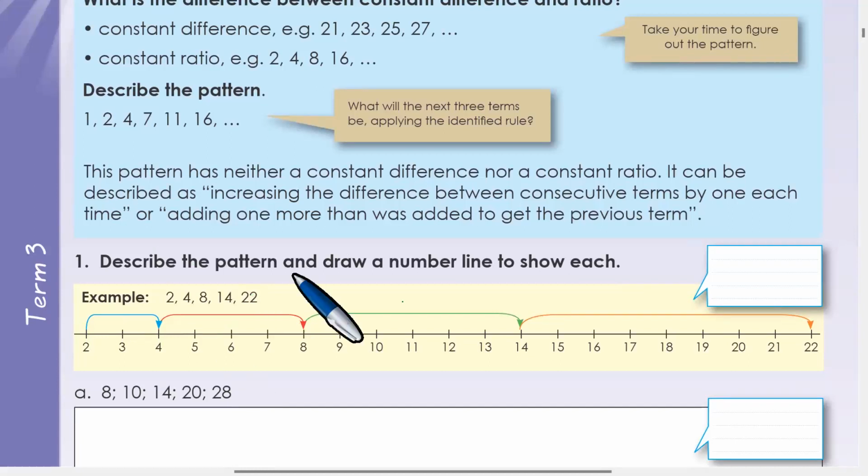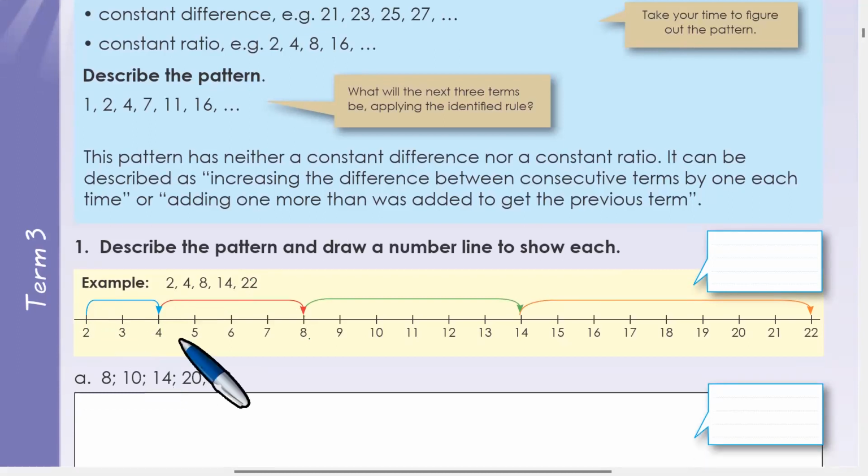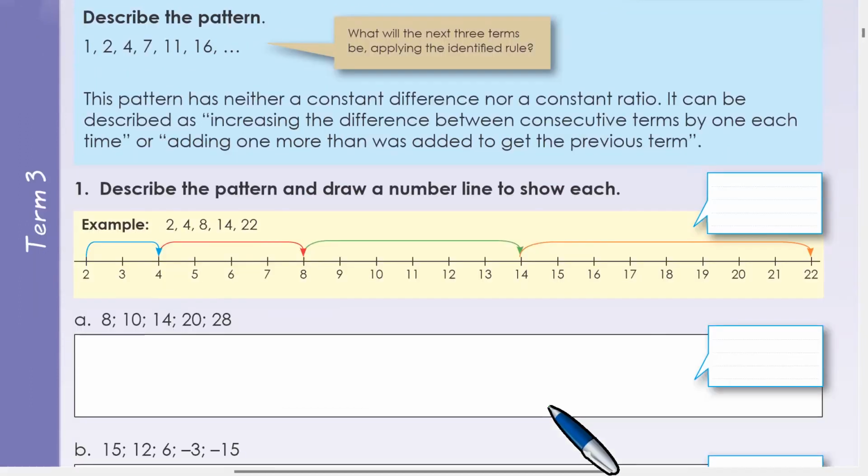If you are to describe the pattern and draw a number line to show each, what is it here? Because now 2, 4, then there's 8, there's 14, there's 22. What is happening here? How do we describe this pattern? What do you think the pattern is in this one, 2, 4, 8, 14, 22?